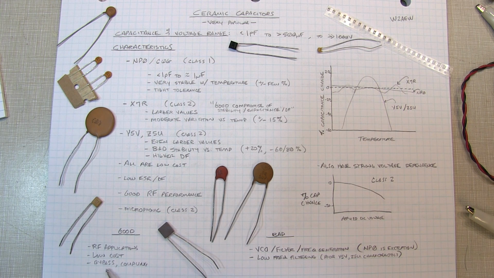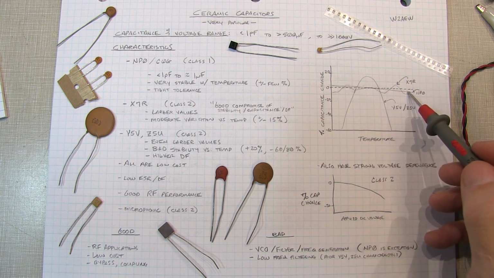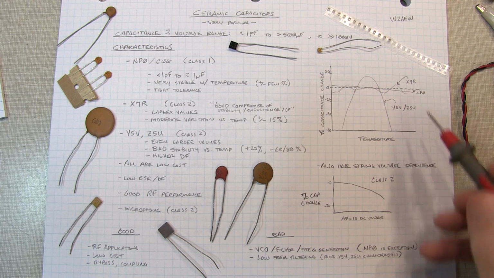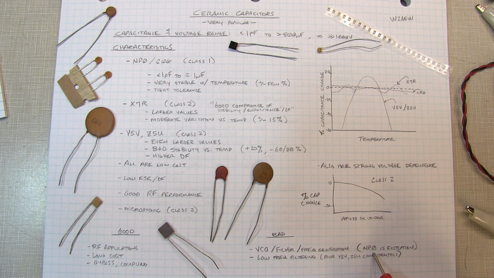So again, typically good for RF applications. They're very low cost, good for bypassing, interstage coupling, decoupling around gain stages and things like that. Generally not so good for use in voltage-controlled oscillator designs or frequency generation designs because of the variation over temperature. The class 1 like MP0 and C0G are the exception here. They certainly can work very well in those applications.